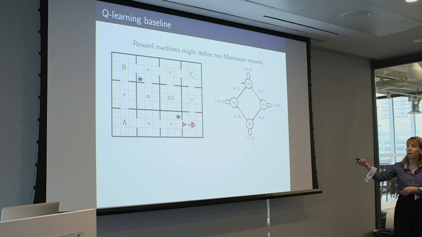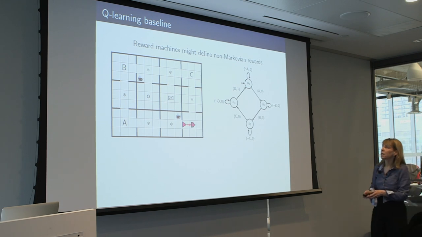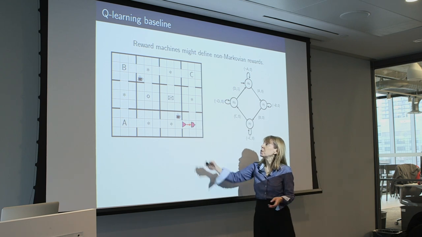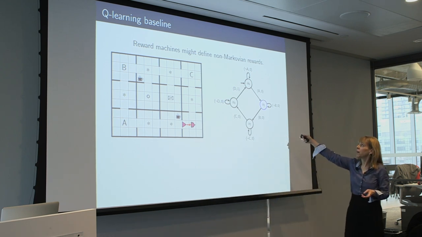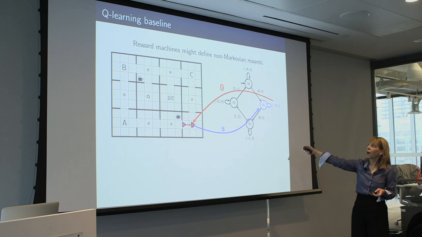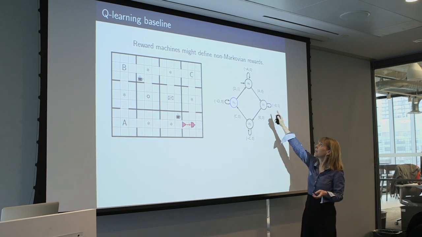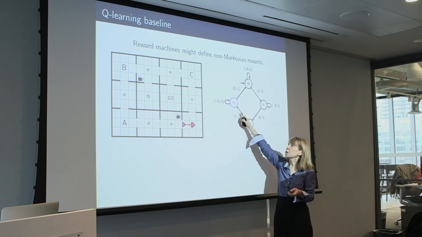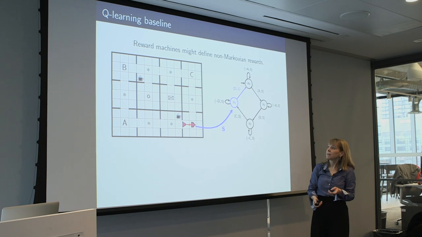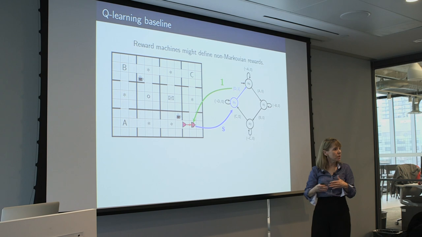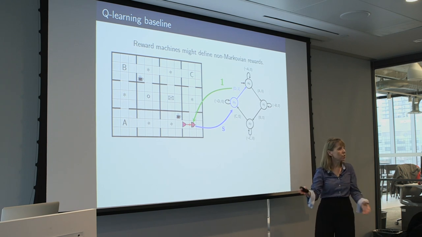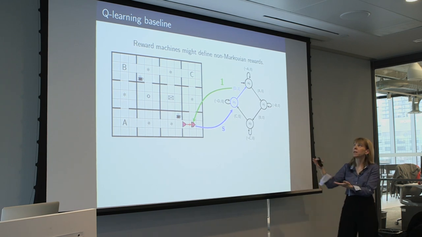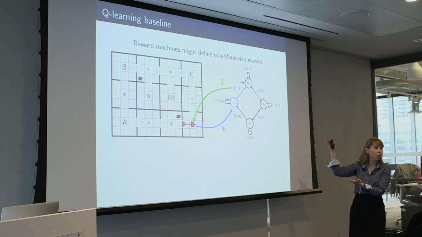And in the case of our very simple example here, you can see it. If I was in U1 and I moved to D, I would get a reward of 0. But if I'd already been through A, B, and C, and was in U3, and I moved to D, same state, but I now receive a reward of 1. So the reward actually depends upon the history, and that non-Markovian history is captured in the reward machine.